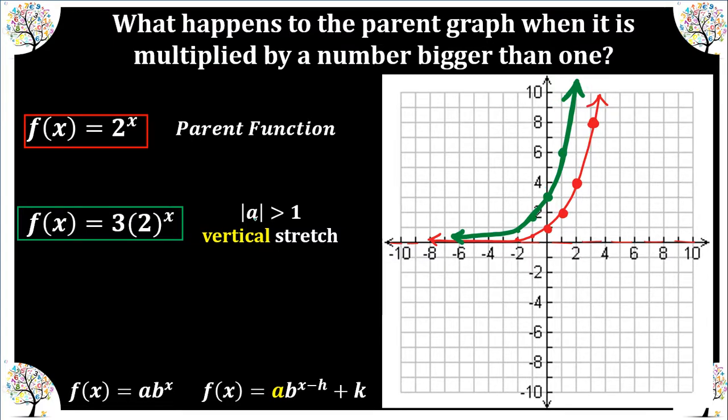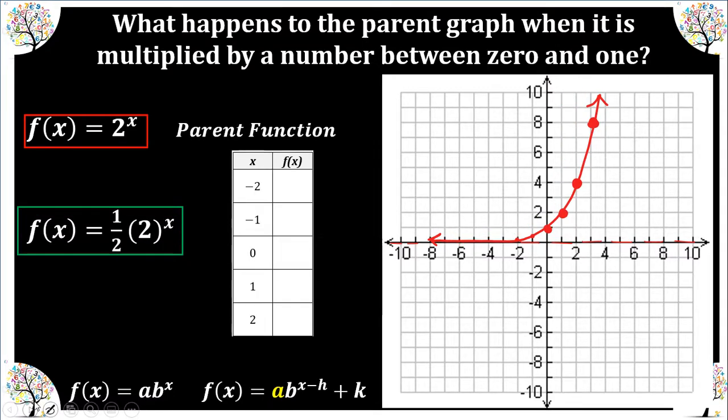So again, if your A is negative, just disregard the negative and just look to see if that absolute value is more than 1. If it is, you have a vertical stretch. Now let's take a look to see when our value A is between 0 and 1. Let's see what happens.